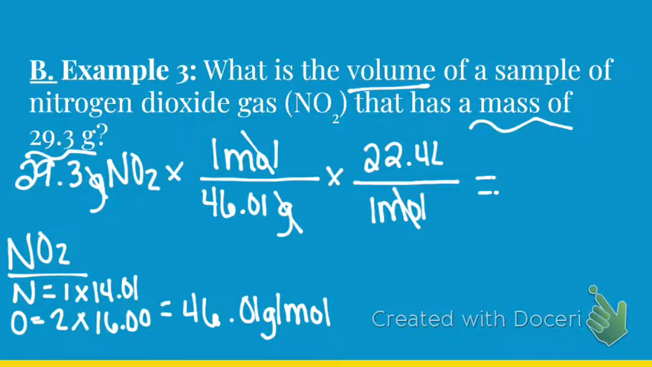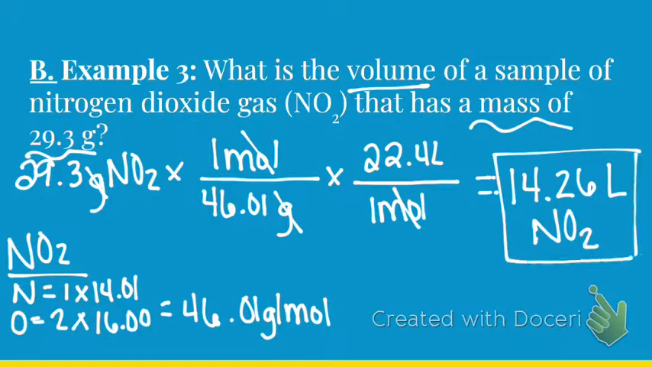So again, you have your 2 options on how to solve: multiplying and then dividing, or dividing then multiplying. Either way, you should end up with an answer of approximately 14.26. We now have liters, and this is nitrogen dioxide. So these are your 3 examples. You can then use these to help guide how to solve those 3 practice problems below.